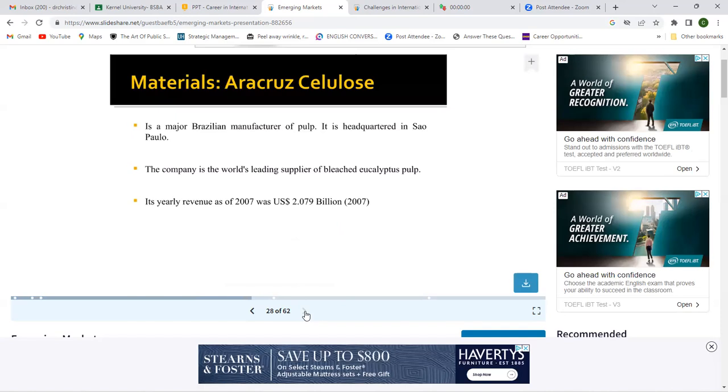Aracruz is a major Brazilian manufacturer of pulp. It's headquartered in Sao Paulo. The company is the world's leading supplier of bleached eucalyptus pulp. Its revenue in 2007 was US $2.79 billion.